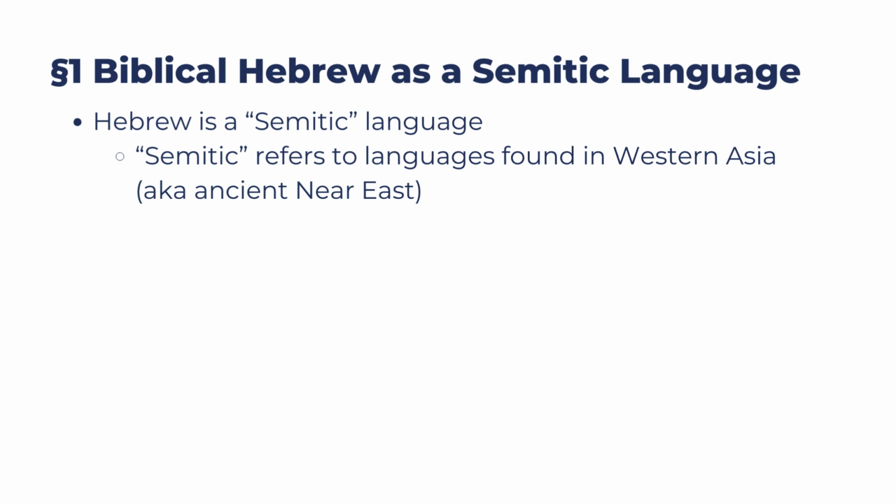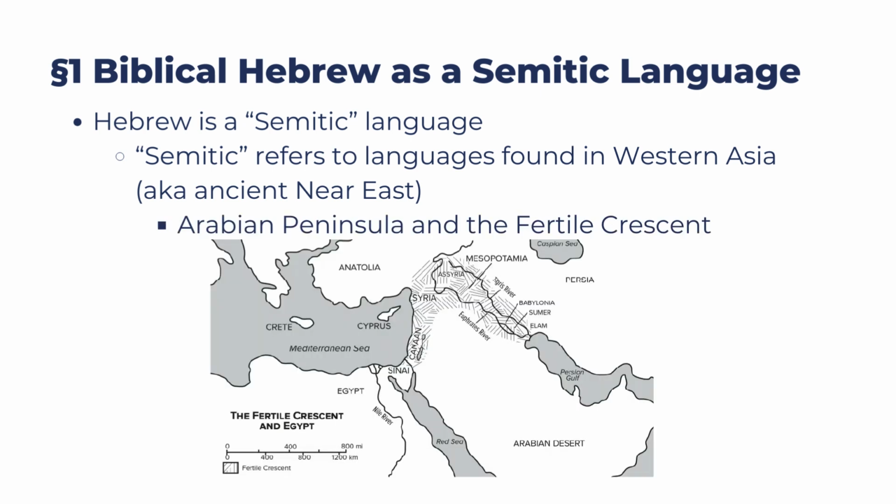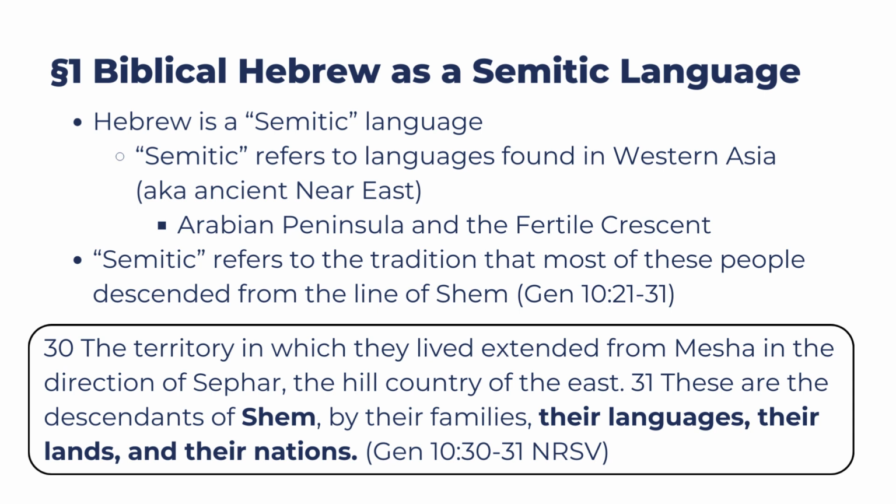Hebrew is known as a Semitic language. The word Semitic refers to languages found in Western Asia, which is commonly labeled the ancient Near East in scholarly literature. This region is made up of the Arabian Peninsula and the Fertile Crescent. The region on the map with the diagonal lines is the Fertile Crescent, and the Arabian Peninsula is southwest of that region. The word Semitic comes from the tradition that most of these people who spoke these languages are descended from the line of Shem in Genesis 10, verses 21 through 31.